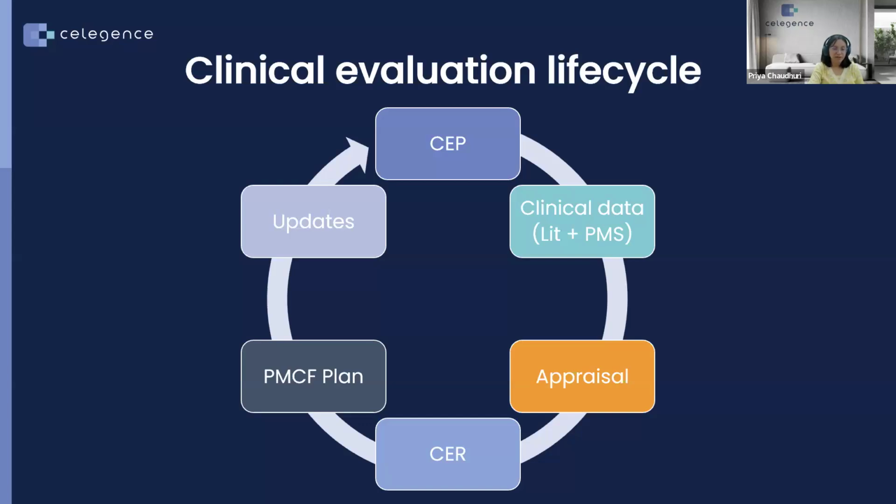As you know, the CER is not just a document, it's a complete strategy. The CEP is a complete strategy, and that's what the MDR expects from the manufacturer.